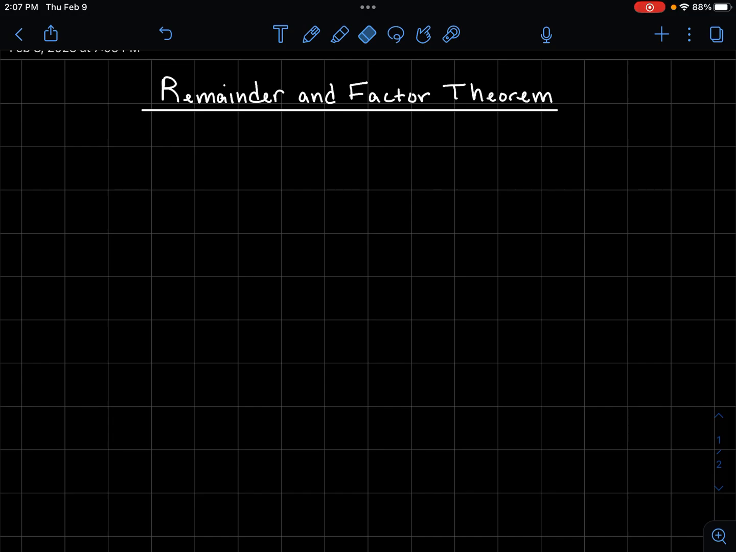In this video, we're going to look at the remainder and the factor theorem. And to do this, we're going to start off with a couple examples. The first example that we're going to look at is using synthetic division to divide the polynomial negative 3x squared plus 5x plus 4 by the binomial x minus 3. So again, we're going to use synthetic division.